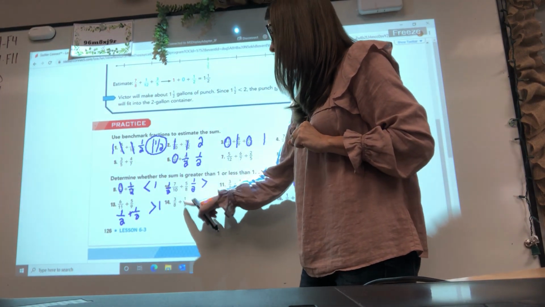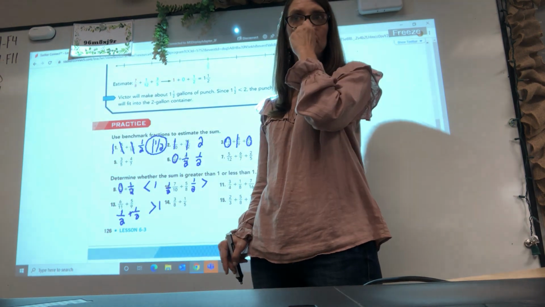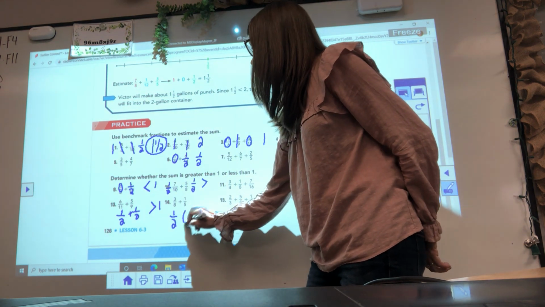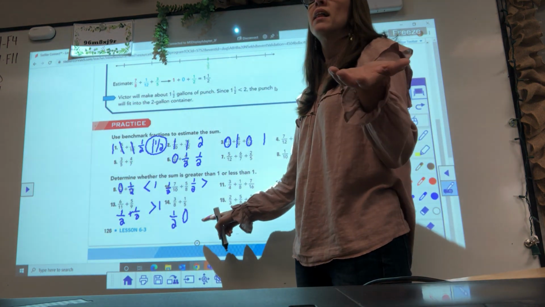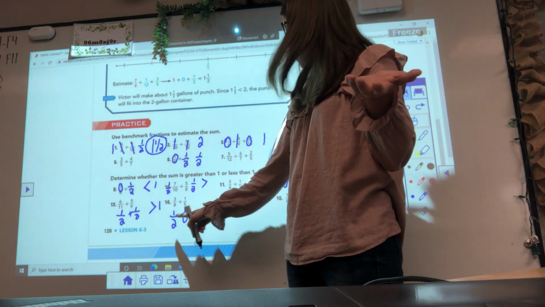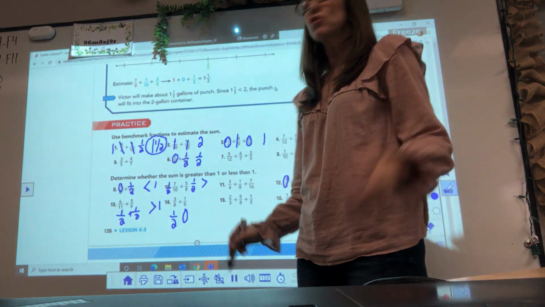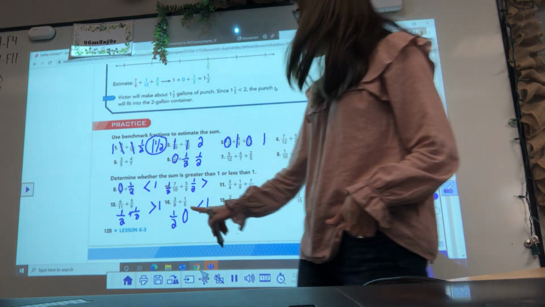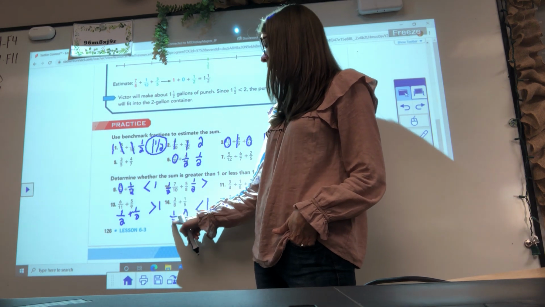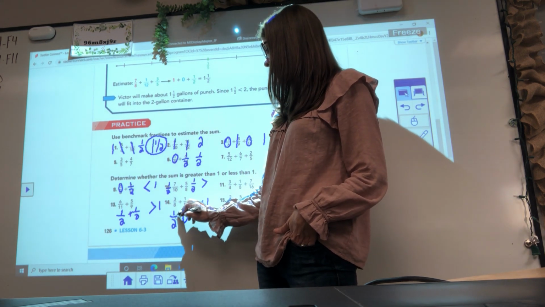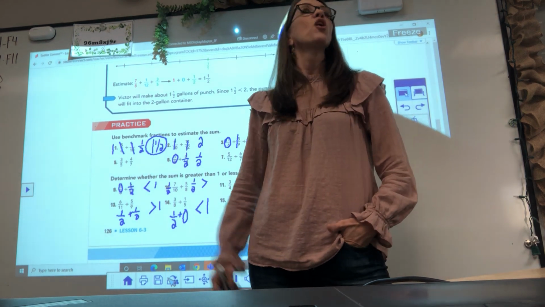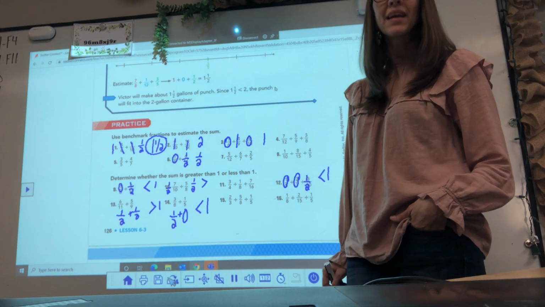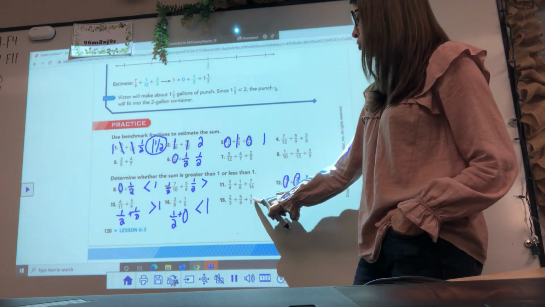3/8 plus 1/5. 3/8 is closest to what? Half. 1/5 is closest to 0. So this is going to be less than 1/2 plus 0 is a half. So it'll be less than 1. Does that make sense? Yeah. So Romy, we have 3/8 is a half. 1/5 is 0. So 1/2 plus 0 equals 1/2. Okay. Got it? Okay.